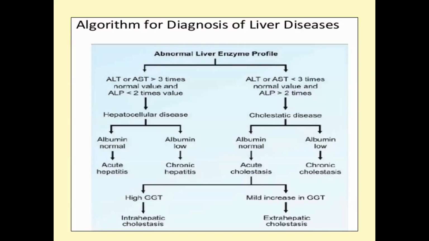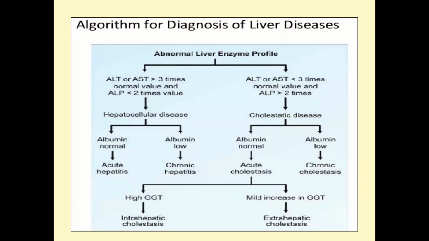Coming to the final part, the algorithm for diagnosing liver disease. Though I am in the laboratory and not practicing, at least we should know the importance of a test and how it's going to lead the clinician forward. Abnormal liver enzyme profile: when ALT or AST is raised more than 3 times normal and ALP less than 2 times, you think it's hepatocellular disease. When ALT or AST is less than 3 times and ALP is more than 2 times, see the combination, it's cholestatic disease.